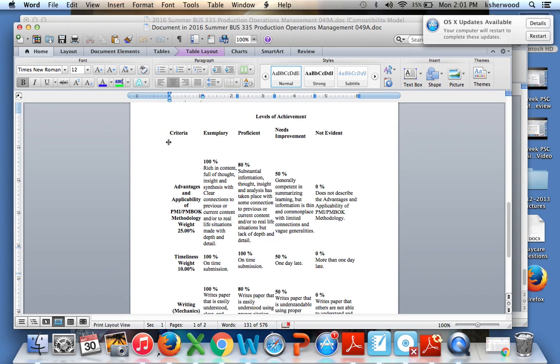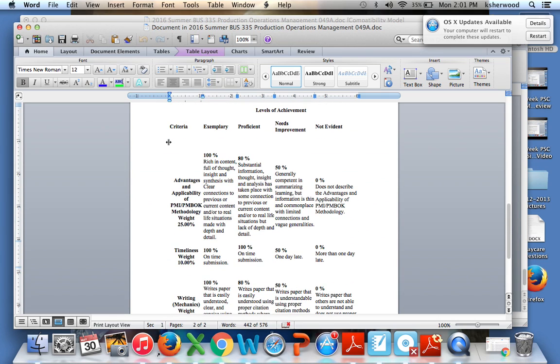And then the advantages and applicability for PMBOK and PMI. This is just like the prior paper where you were writing two bigger paragraphs. The first is for the company and then the second for the individual. So for the company, some of the same similar benefits are applicable here as well.